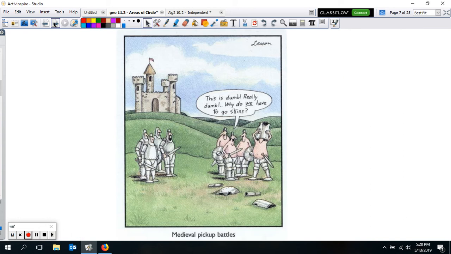Before we get into that, let's go ahead and just look at a little cartoon. Here's medieval pickup battles. So a lot like medieval pickup games on a basketball court, they go shirts and skins, or in this case, armor and skins. The one guy said, "This is dumb, really dumb. Why do we have to go skins?" Imagine doing that with swords and everything.